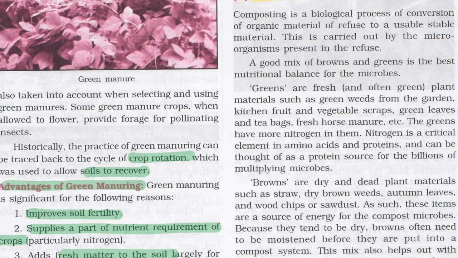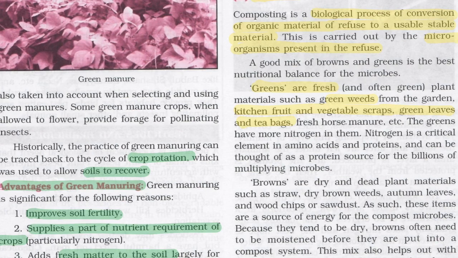Compost. Composting is a biological process of conversion of organic material or refuse to a usable stable material. This is carried out by microorganisms that are present in the refuse. A good mix of browns and greens is the best nutritional balance for the microbes. Greens are fresh plant materials like green weeds from the garden, kitchen fruit and vegetable scraps, green leaves and tea bags, etc. The greens have more nitrogen in them.